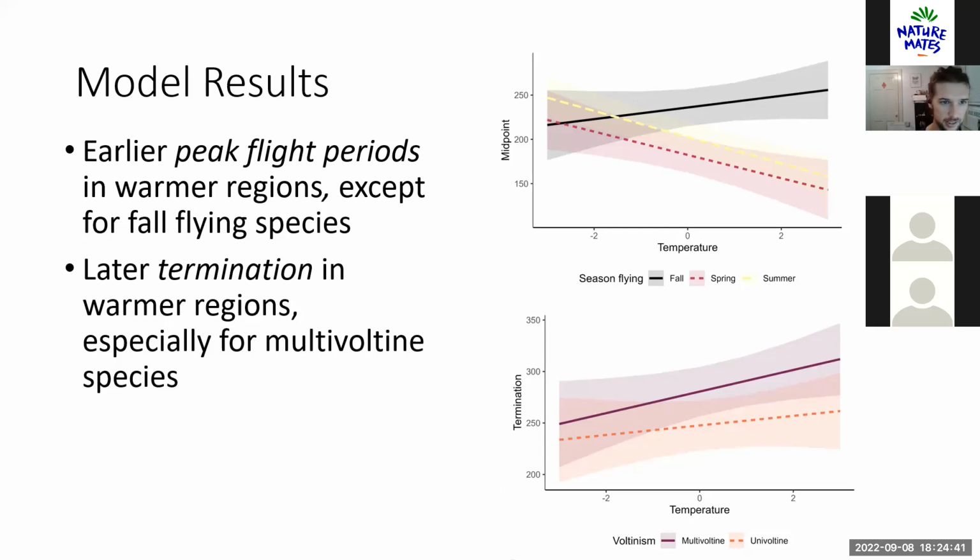So I think we're able to use this big data set to confirm existing hypotheses across even more species and greater distances. And we also found the end of the flight period to be later in warmer regions, and this was especially true for multivoltine species, which makes a lot of sense. Species that can add broods across their range if it's warmer are going to do so and extend when they stop.